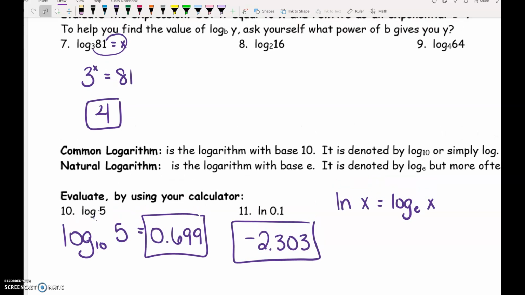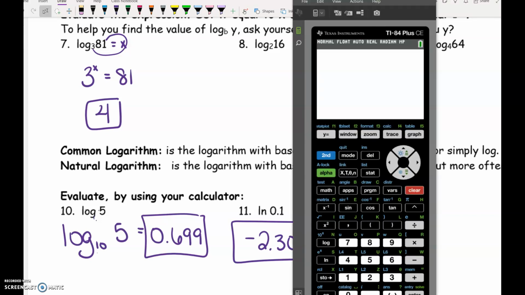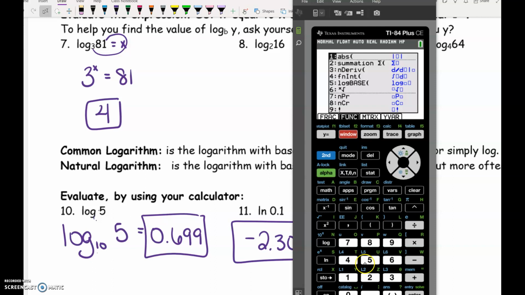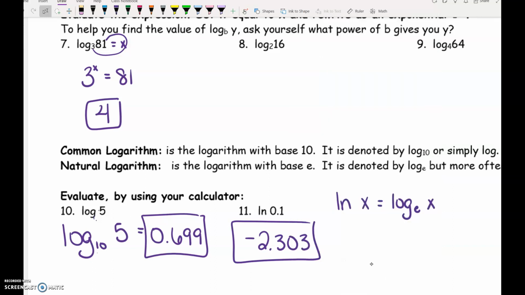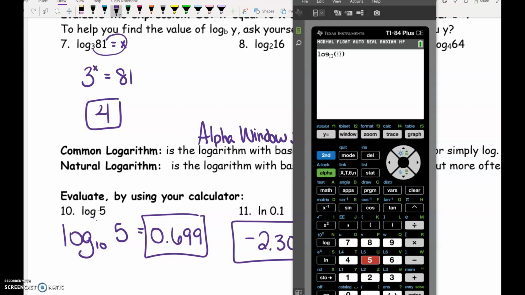So if we've got plain log or plain ln, we can punch that into our calculator. But what if we have log base 2 of 16? If you are using the graphing calculator on your computers, you would punch in the alpha button, window button. It pops up this menu, and then you select number 5. So I'm going to write that in there: alpha, window, 5. Alpha window 5 gives you this log blank blank. So you could type in log base 2 of 16, and the calculator tells us that it is 4.